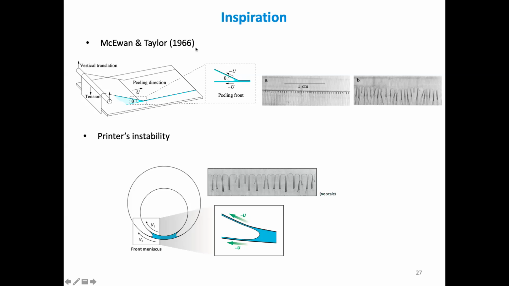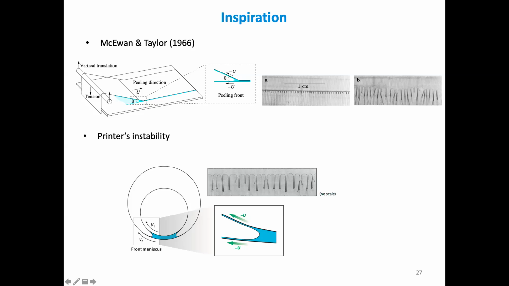And back in 1966, they also reported an instability that looked very similar to our fingers. But of course, at the time they didn't characterize it in any depth. They just showed those pictures. But of course, that instability is in their scenario not transient. It's there and it then moves at a constant speed as long as they do the experiment.